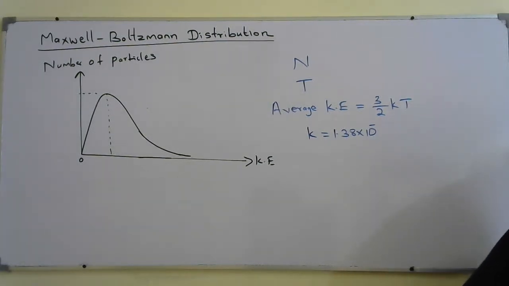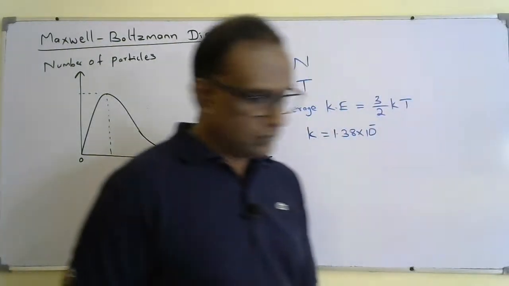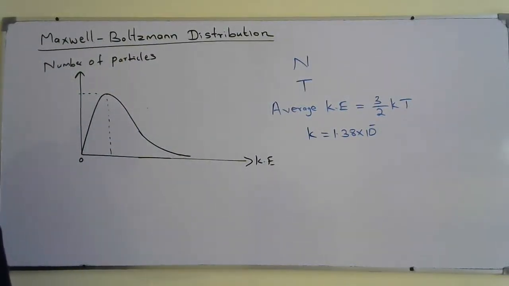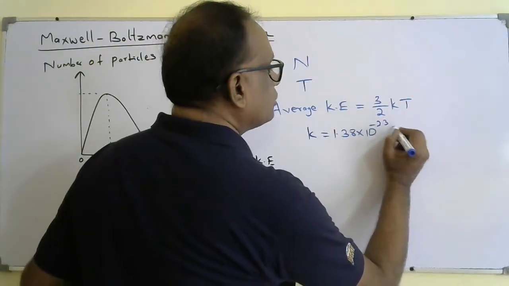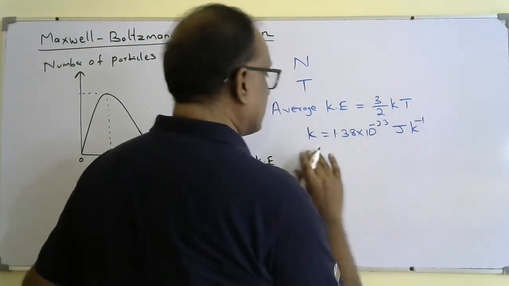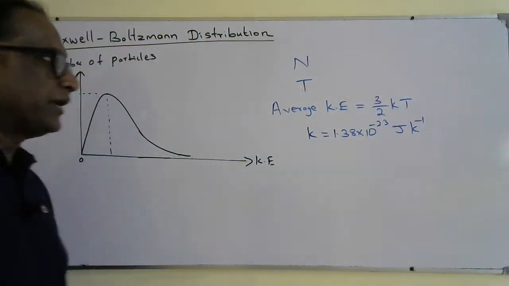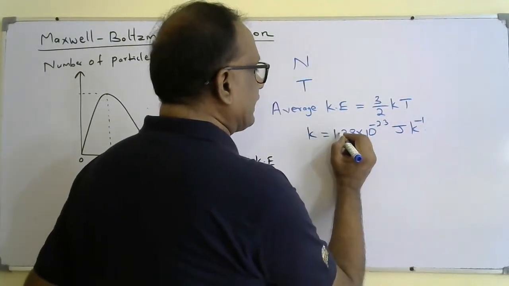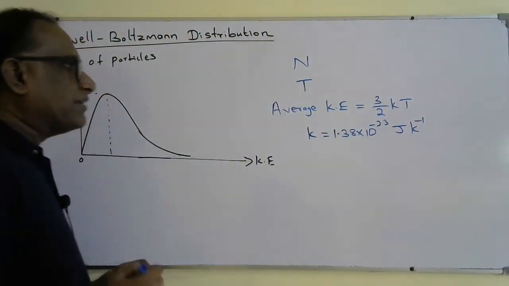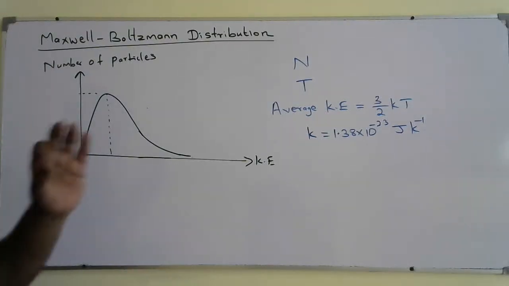The Boltzmann constant is given in the data sheet, 1.38 × 10^-23 joule per Kelvin. So that's the Boltzmann constant value, 1.38 × 10^-23 J/K. That's given in the data sheet. So that is the average kinetic energy of a gas particle.